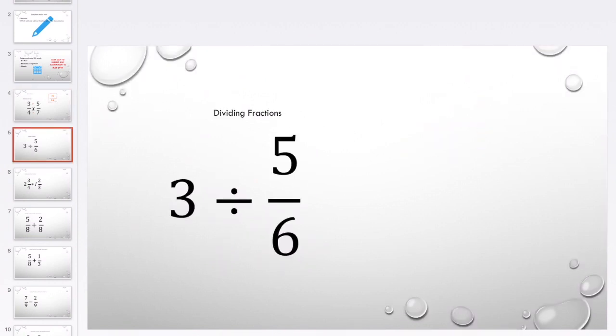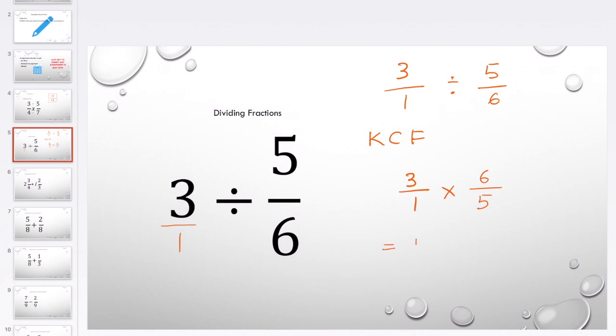Alright, let's do a quick one for dividing fractions. I'm going to rewrite the problem as 3/1 divided by 5/6. Do the keep, change, flip and rewrite it again. I wrote a 1 because this is a whole number, so there's always a 1 below a whole number. It can be written as a fraction like that. Keep, change, flip, and now I'm going to get 18/5, which will give me 3 3/5.